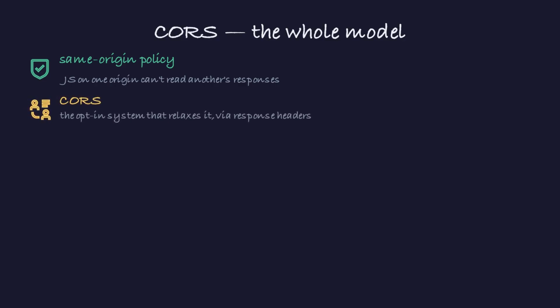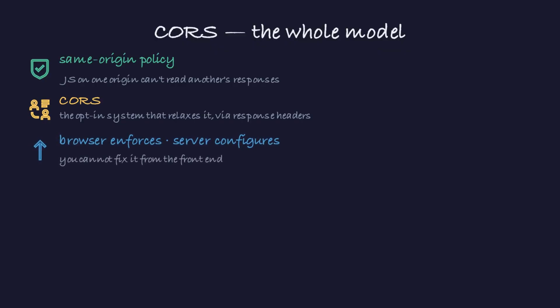So let us bring it all together. The same origin policy is the browser's default. JavaScript on one origin cannot read responses from another. It exists to stop malicious sites making authenticated requests as you. CORS is the opt-in system that relaxes it. A server declares which origins it trusts using response headers. And critically, the browser enforces CORS, but the server configures it. You cannot fix it from the front end.